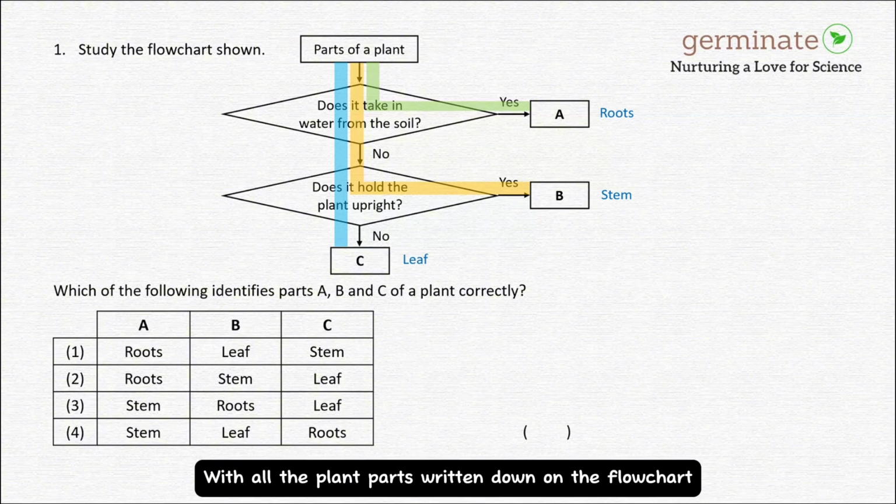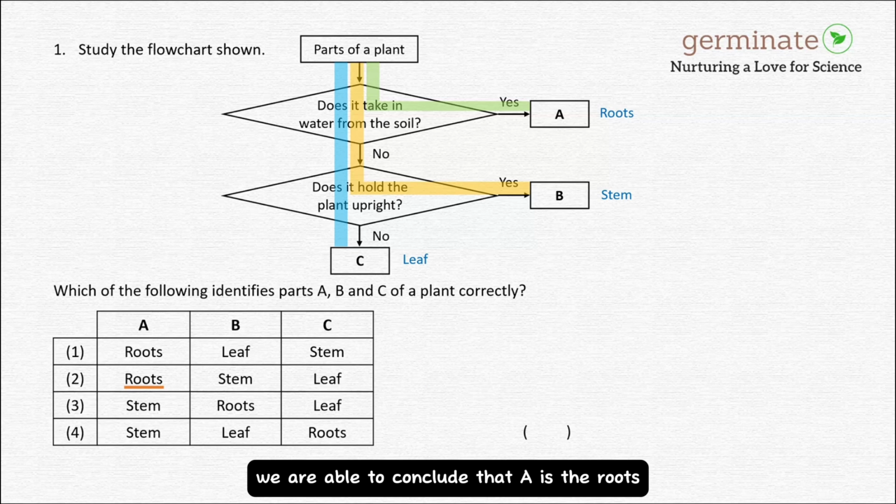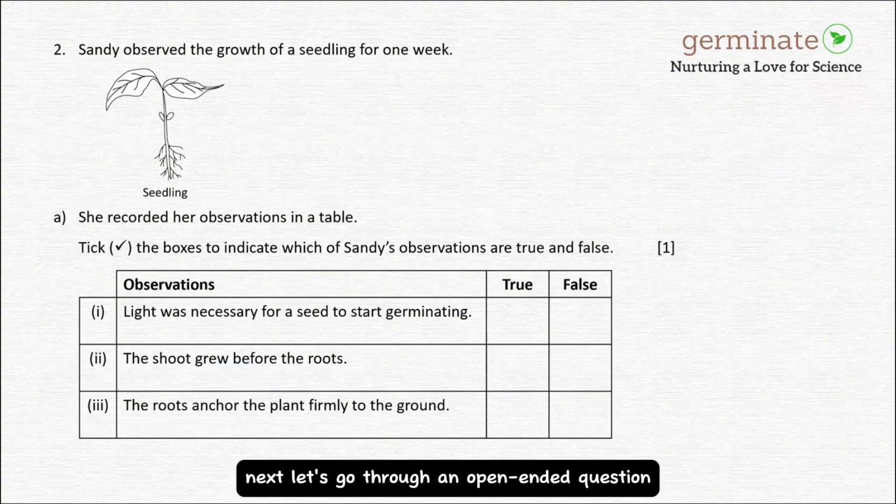With all the plant parts written down on the flowchart, we are able to conclude that A is the roots, B is the stem, and C is the leaf. Therefore, the correct answer would be option 2. Next, let's go through an open-ended question.